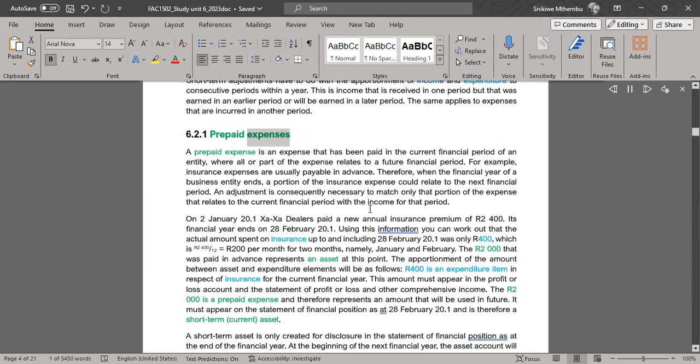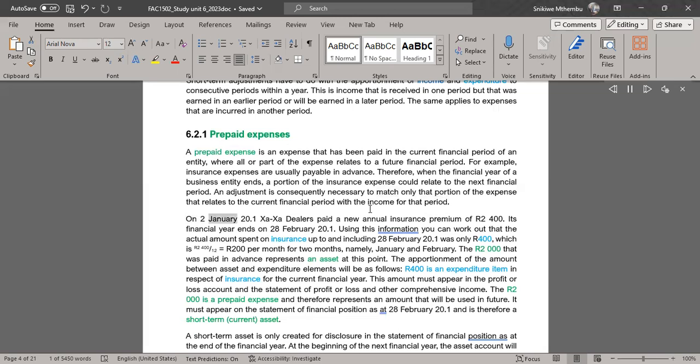6.2.1 Prepaid expenses. A prepaid expense is an expense that has been paid in the current financial period of an entity, where all or part of the expense relates to a future financial period. For example, insurance expenses are usually payable in advance. Therefore, when the financial year of a business entity ends, a portion of the insurance expense could relate to the next financial period. An adjustment is consequently necessary to match only that portion of the expense that relates to the current financial period with the income for that period.